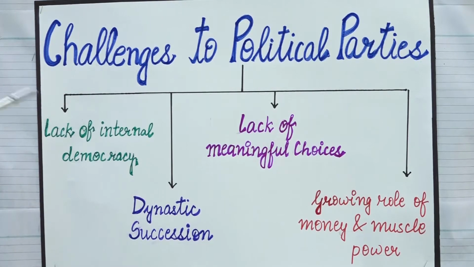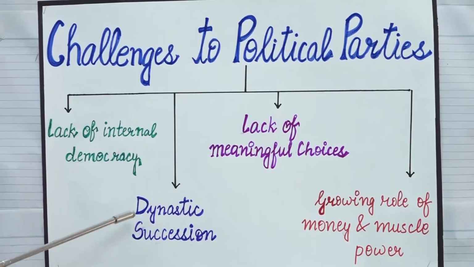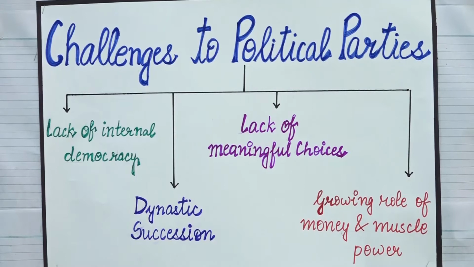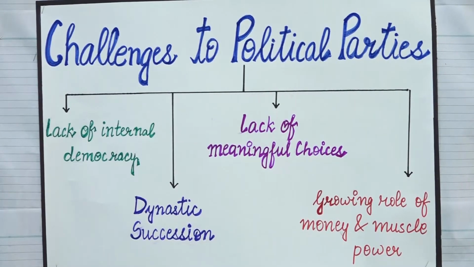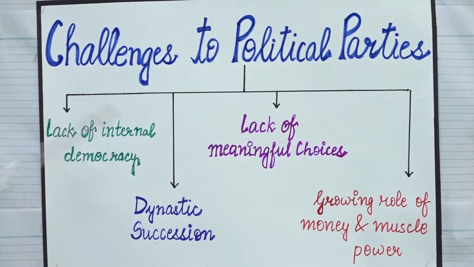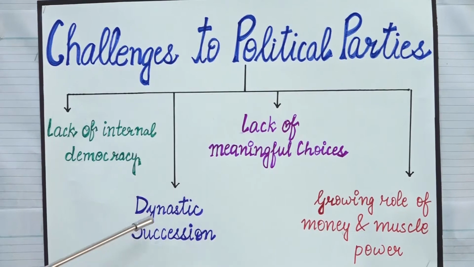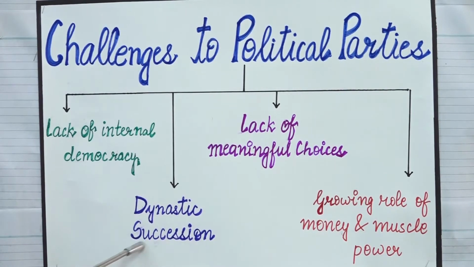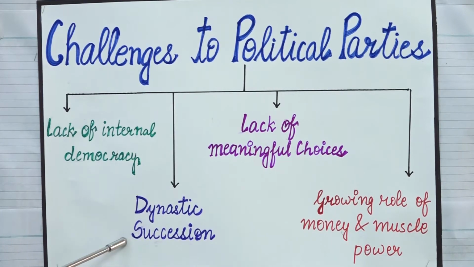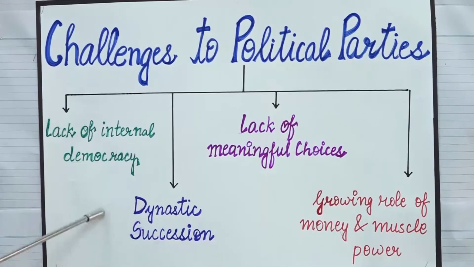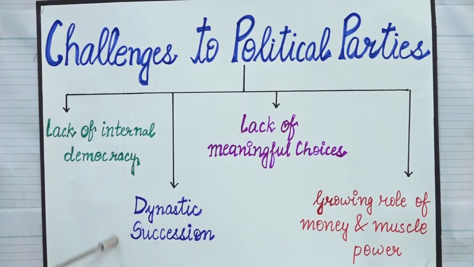The next problem faced by political party is dynastic succession. Dynastic succession is the second challenge faced by political parties. Those who happen to be the leaders are in a position of unfair advantage to favor people close to them or even their family members. This problem we can see in our Indian democracy very commonly. There are some families which give higher positions to their family members.